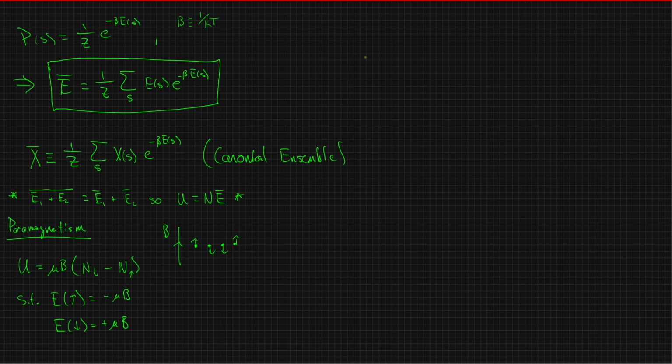Okay, so for the case of the paramagnet, it's actually really easy to calculate what the partition function is. So let's do that. So the partition function is Z. Remember that it is just equal to the sum over all the states of e to the minus beta E of s, where beta is 1 over kT. So here there are only two different energy states, so not a whole lot of work you have to do.